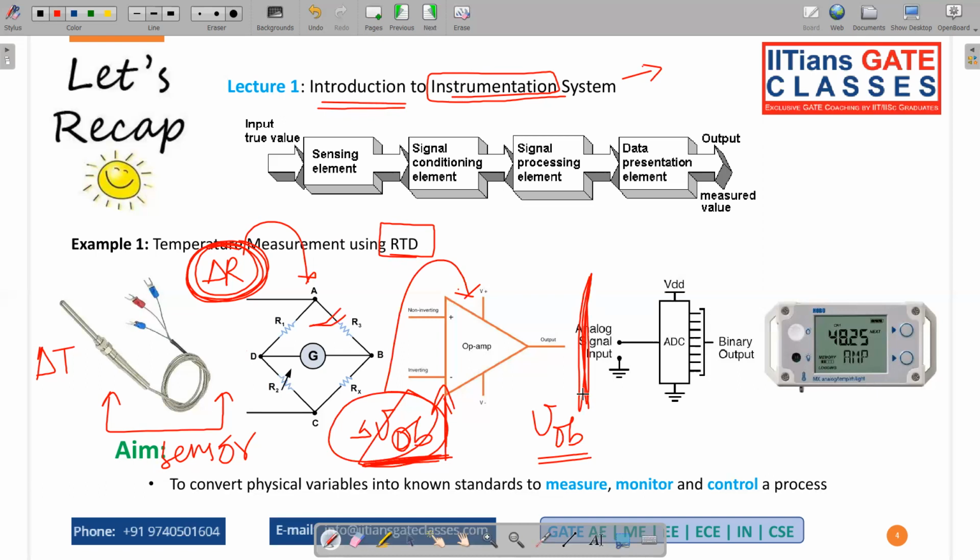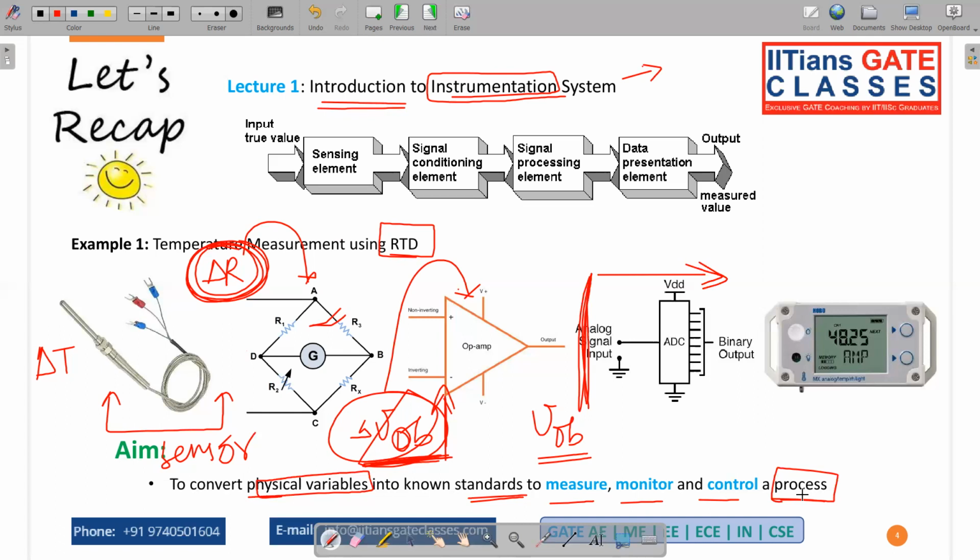What we have seen apart from this is that we used our signal processing circuit, because ultimately, what is the aim? The aim is to convert our physical variable into a known standard such that we can measure, monitor, and control a process. Which process? The process could be anything. Here we took the example of temperature measurement. There could be anything that we can measure, like temperature, pressure, flow, velocity, viscosity, pH, conductivity, and many more, right? So this is what we studied in the last lecture.